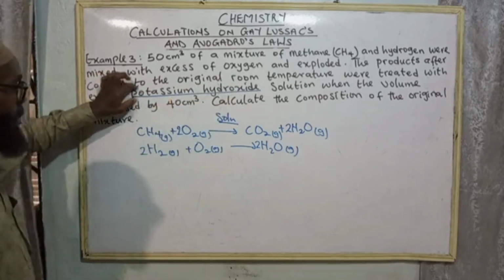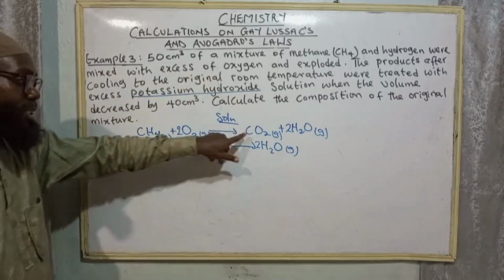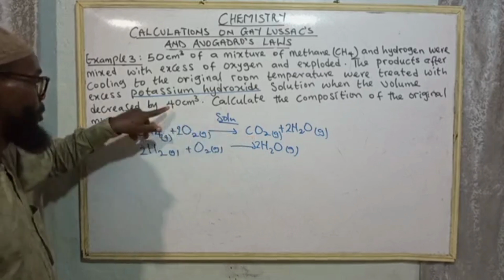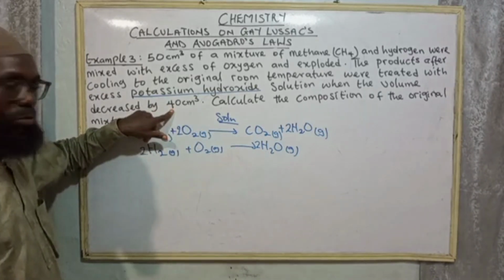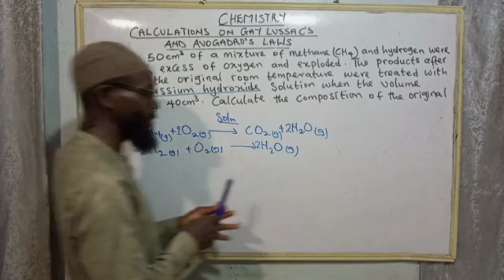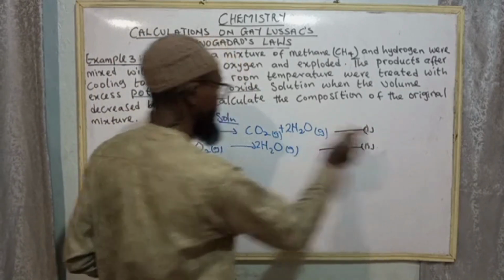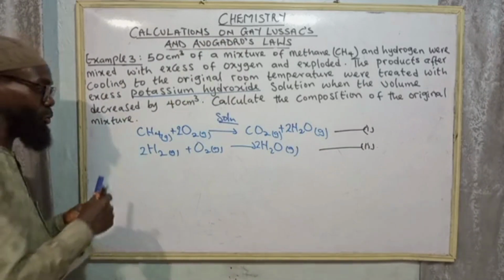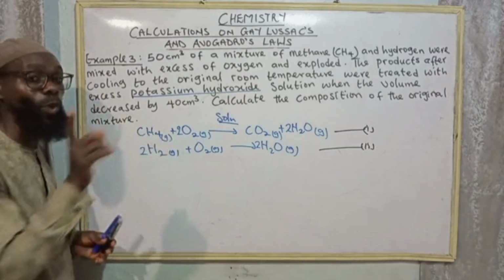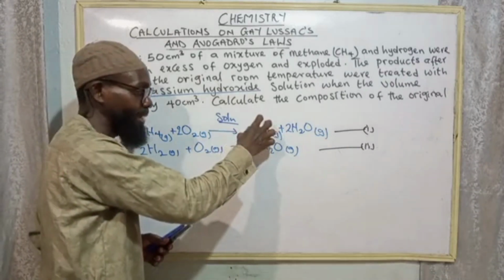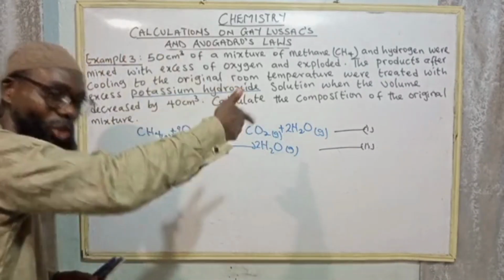The function of this potassium hydroxide is to absorb the carbon dioxide produced. And the carbon dioxide produced has a volume of what? 40 centimeter cube. So from this, let's call this equation 1 and equation 2. From this equation 1, we're going to move on with our calculation. Why? Because information was given about carbon dioxide. So from this carbon dioxide, we can get what we need.